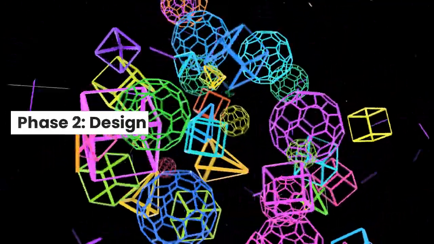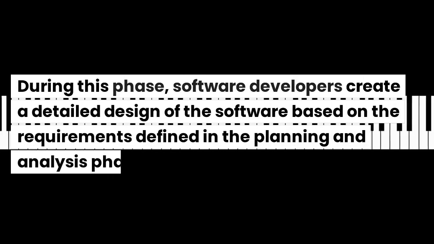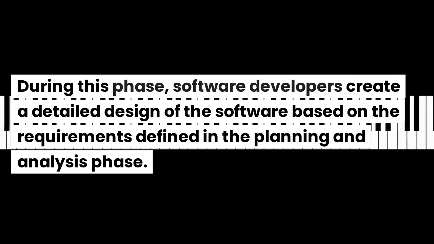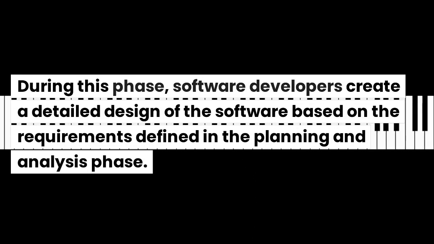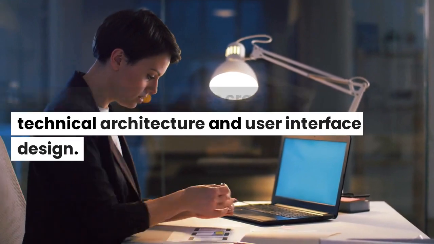Phase 2. Design. The design phase is the second stage of the SDLC. During this phase, software developers create a detailed design of the software based on the requirements defined in the planning and analysis phase. The design phase involves creating a technical architecture and user interface design.